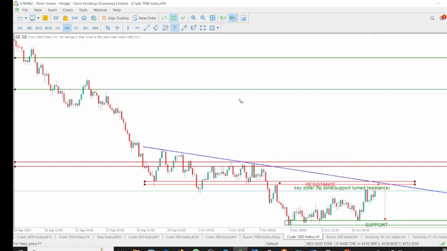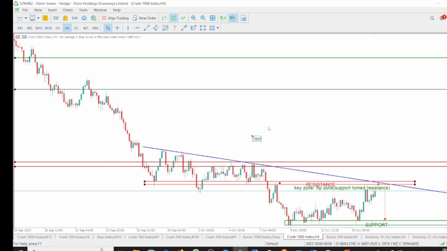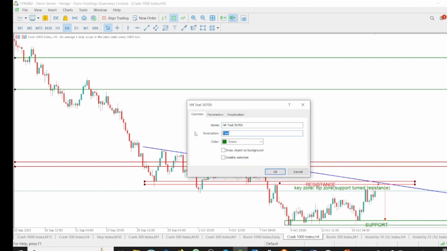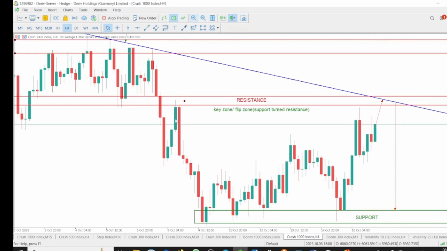So we have a trend line at this particular point. So this is our trend line. The blue, okay, let me just fix this. We have a trend line here. So you can see this is our trend line. The blue line is our trend line. That's one. Then secondly, we have this zone.